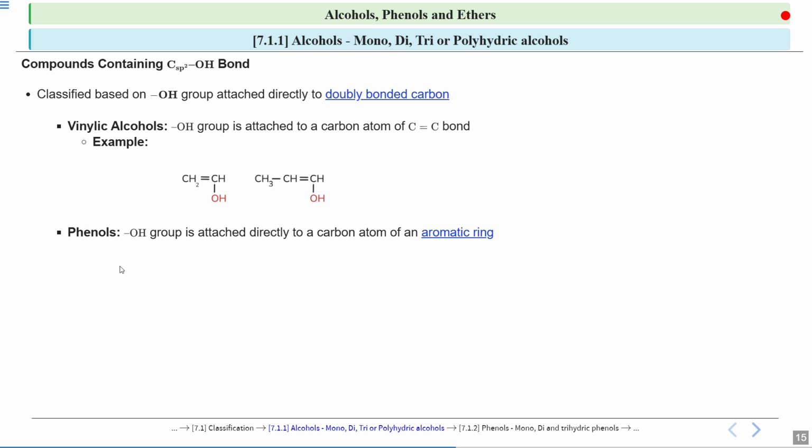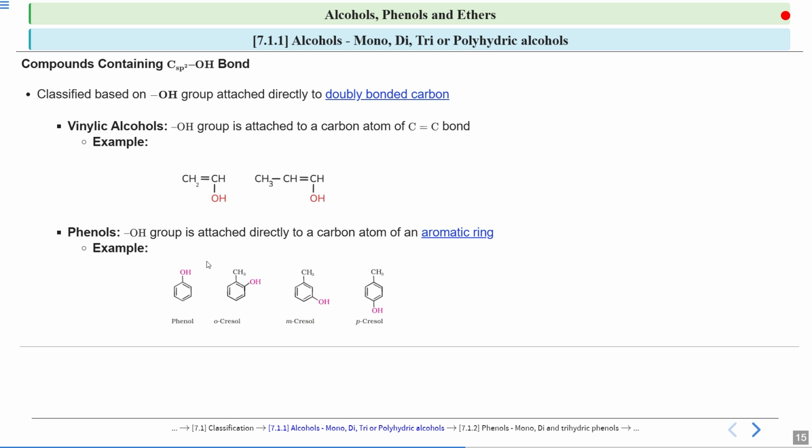The next category is phenols. In phenols also the hydroxyl group is attached to an sp2 hybridized carbon, right? So the OH group is attached directly to a carbon atom of an aromatic ring in phenols, which is sp2 hybridized. For example, we have this phenol, the very common one, where the hydroxyl group is attached to the carbon of the aromatic ring.